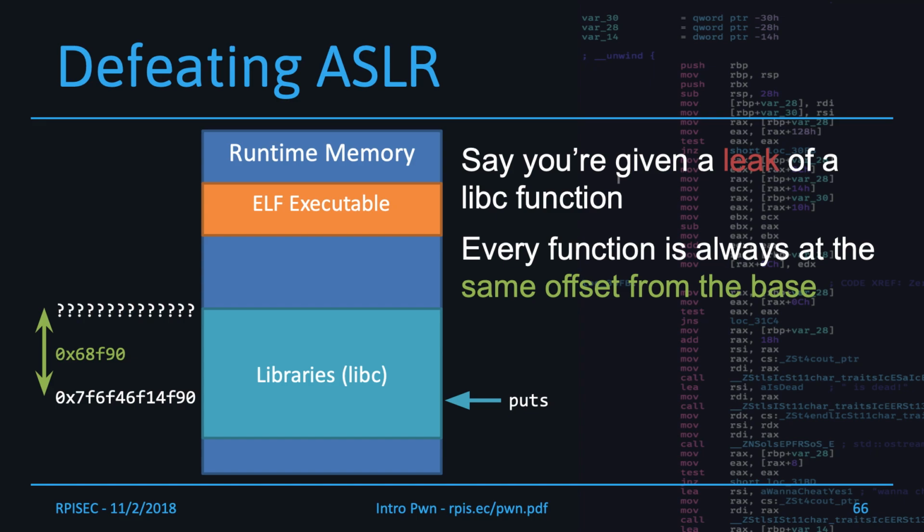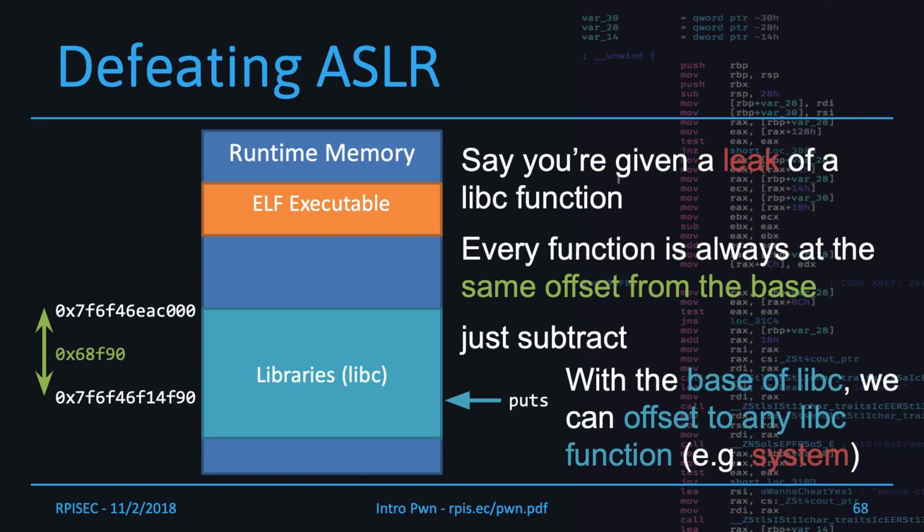So even if we run it again and the address is different, this offset here, the 68F90, will always be the same. So we subtract that offset. Now we know where the base of libc is. And once we have the base of libc, just the way we found the offset from puts to the base, we can find out the offset of system or any of the gadgets, for writing ROP chains or whatever.